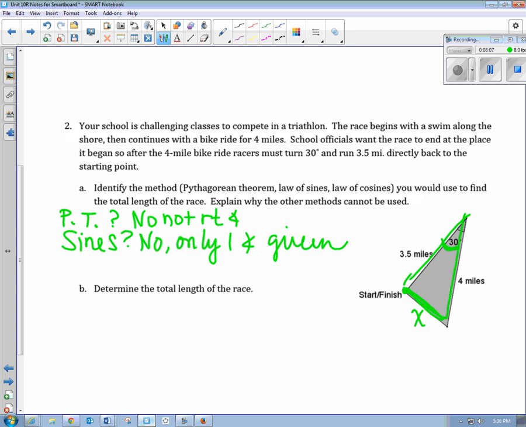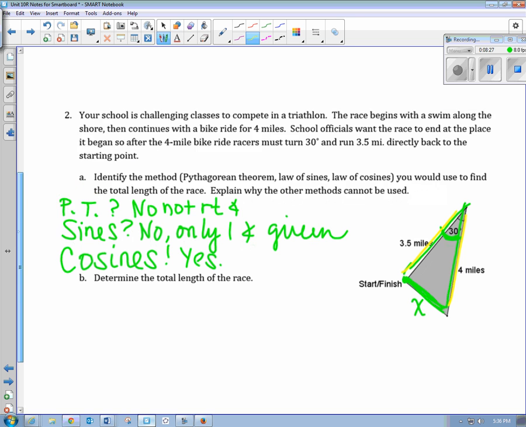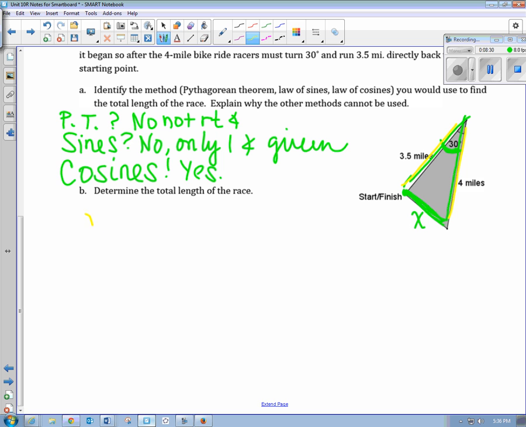When I look at law of cosines, the answer is yes, I definitely can use it, because I've got side x across from the 30-degree angle, and I also have the two sides here and here that make that angle the included one. This is a perfect setup for the law of cosines. So I have x squared equals 3.5 squared plus 4 squared minus 2 times 3.5 times 4 times the cosine of 30.